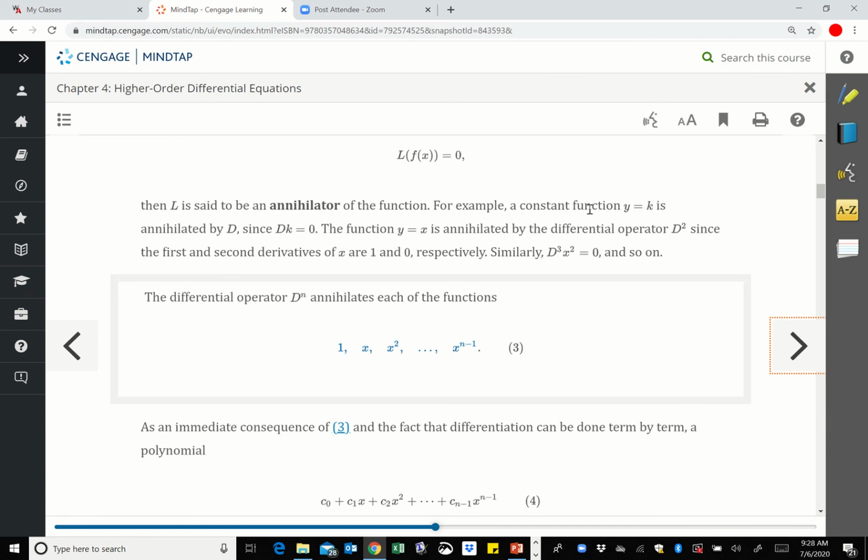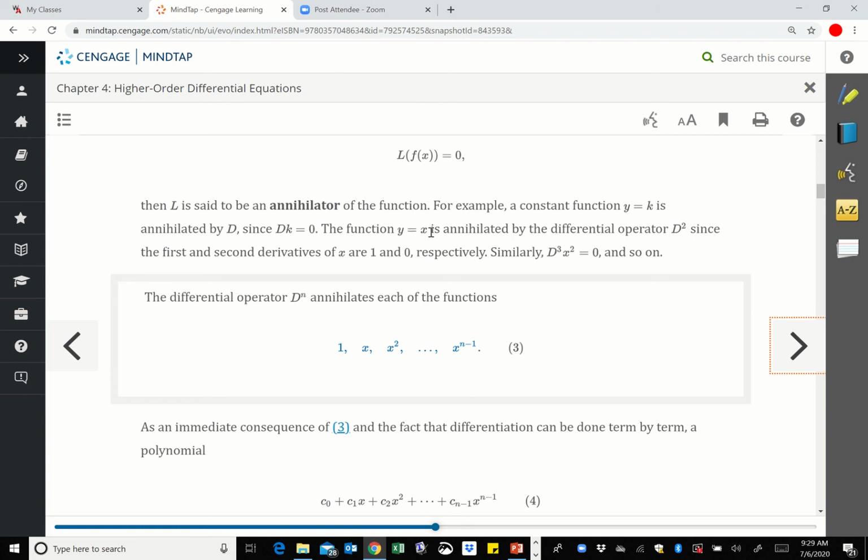For example, if we take the constant function y equals k, we know that the first derivative would turn this into 0. If I take the derivative of any constant, that's one of the first things you learn in Calc 1, we know that that derivative is going to be equal to 0. Okay. I could have taken the second derivative of a constant, the third derivative, any higher order derivative also would have annihilated y equals k.